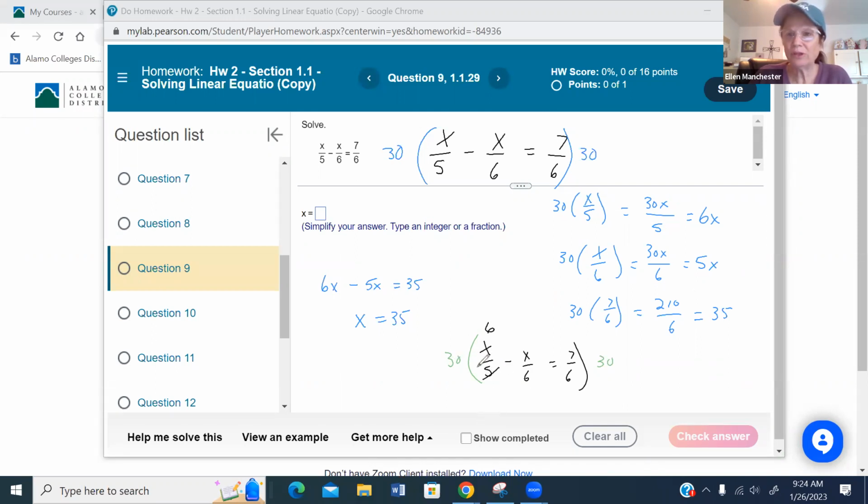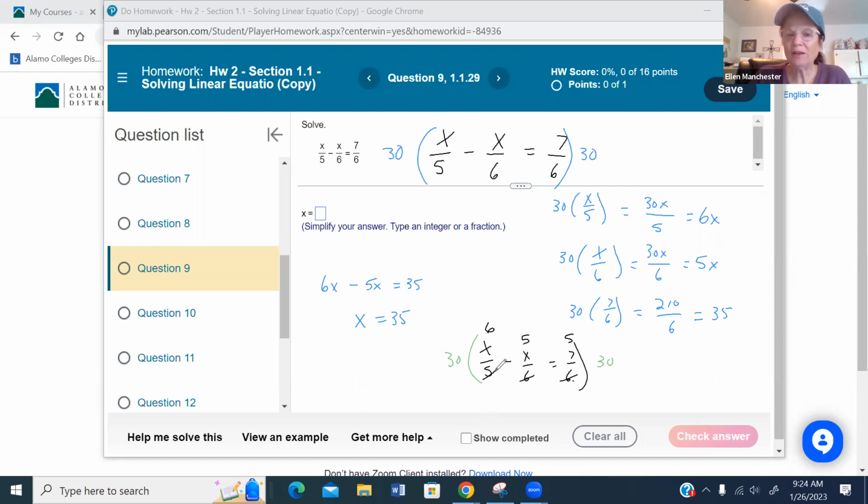6 goes into 30, so I'm dividing. 6 goes into 30 5 times, and notice I'm putting my answer at the top, and then I'm eliminating the denominator. Okay, so what I did here is I divided.